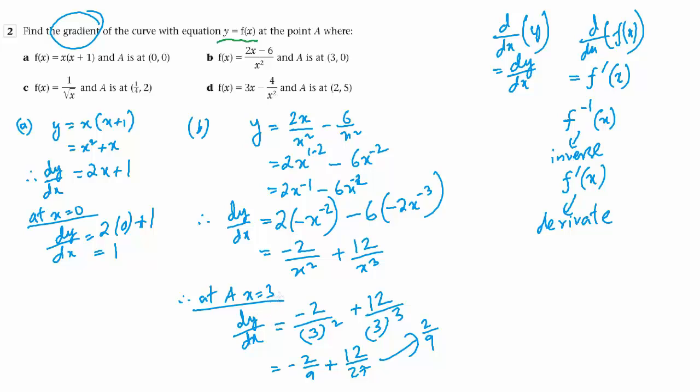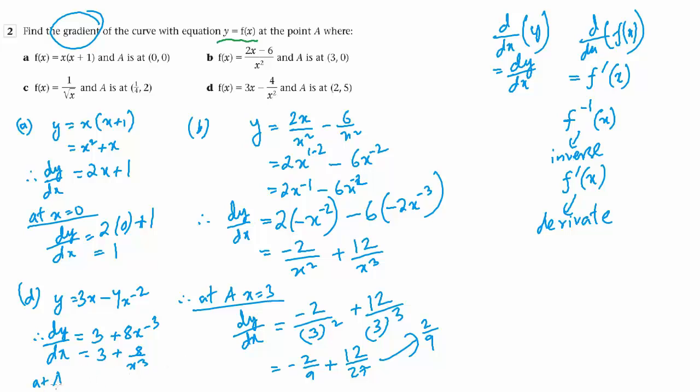Now let's do one more sum. Let me do number D. So number D is, let me use y since y equals f(x). So y equals 3x minus 4. So this is x squared downstairs and we bring it upstairs to the power minus 2. We have to find the gradient of the curve at the point 2, 5. So dy by dx, the derivative of y, would be 3. Let me do this directly. Minus 4 into minus 2 is plus 8, x to the power minus 3. So this would be 3 plus 8 by x cubed.